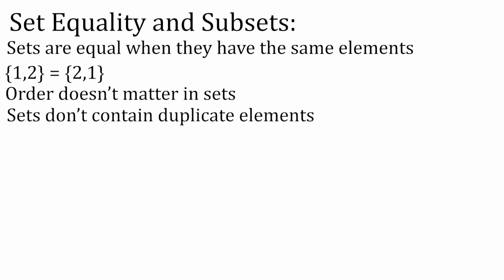Sets are equal if they have the same elements, so the set {1, 2} is equal to the set {2, 1}, and order doesn't matter in sets because if two sets have the same elements, then they are the same regardless of what order they're in. We also say that sets don't have duplicate elements because the set {1, 1, 2} is equal to the set {1, 2}, so you should have just written {1, 2}.